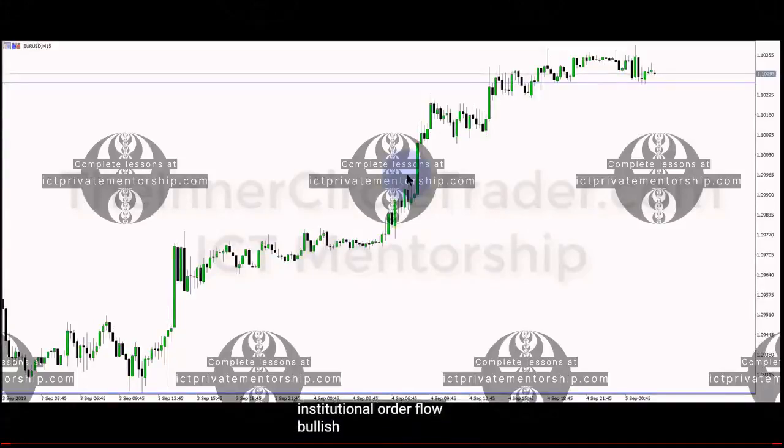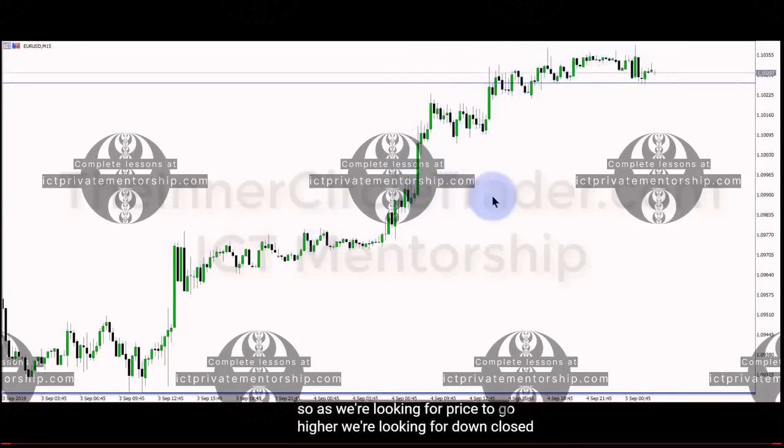Bullish. Down close candle, is it finding support? Yes. Down close candle, is it finding support? Yes, rallies. Down close candle, is it finding support? Yes. Does it rally? Yes. So as we're looking for price to go higher, we're looking for down close candles to act as support levels.